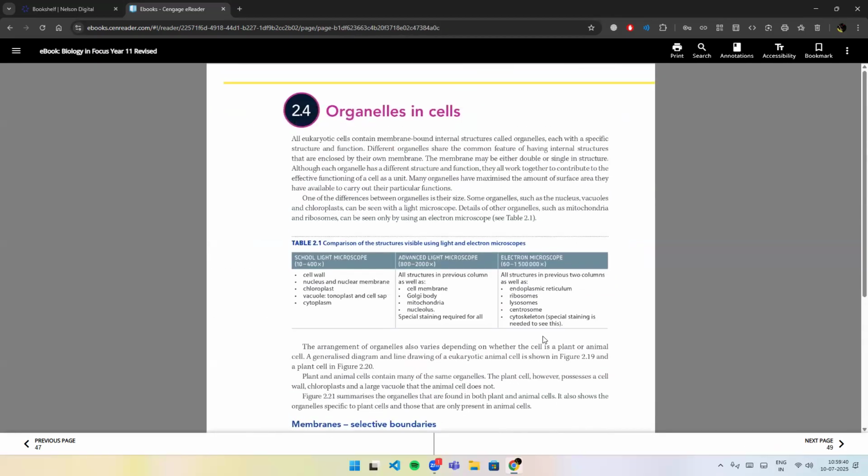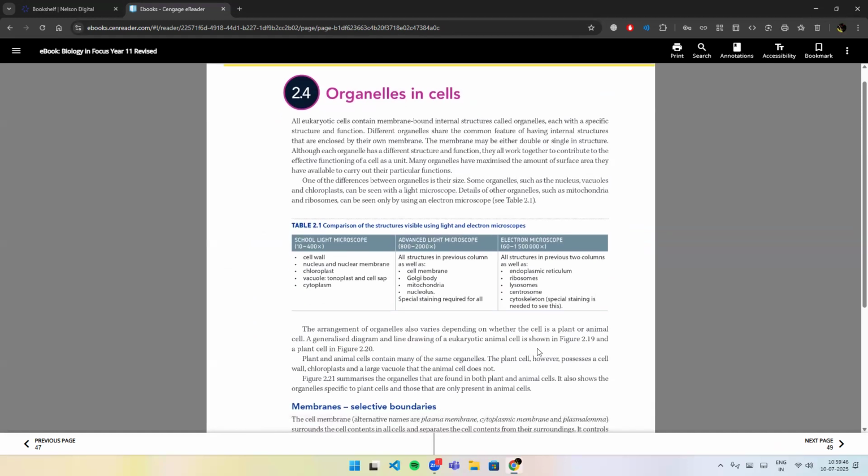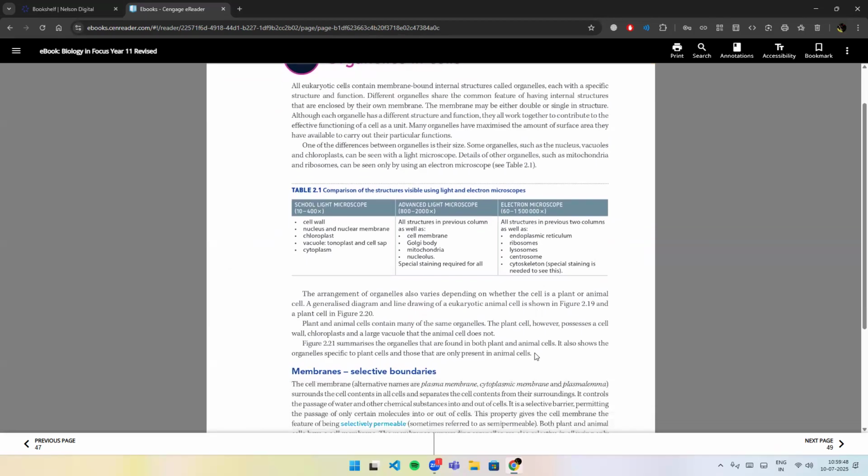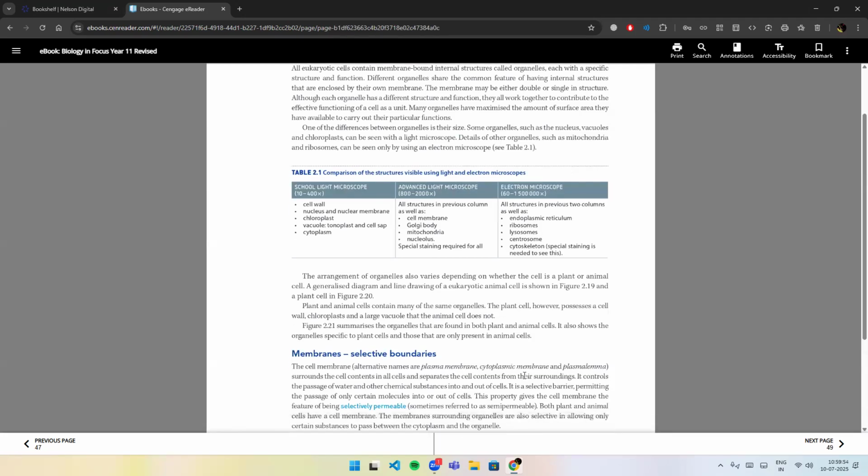Organelles in cells. All eukaryotic cells contain membrane-bound internal structures called organelles, each with a specific structure and function. Different organelles share the common feature of having internal structures that are enclosed by their own membrane. The membrane may be either double or single in structure. Although each organelle has a different structure and function, they all work together to contribute to the effective functioning of a cell as a unit.